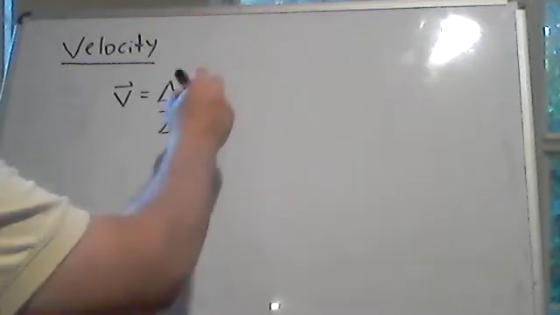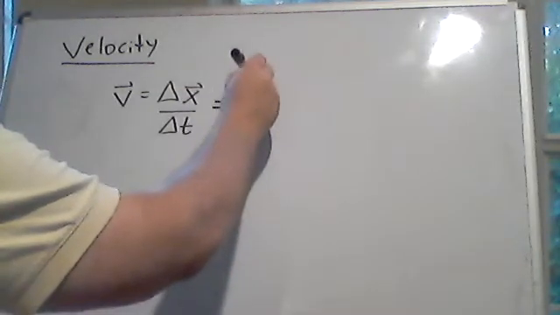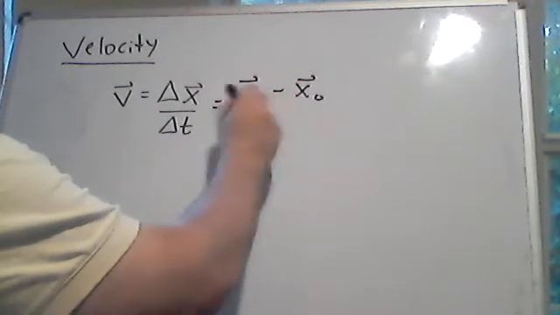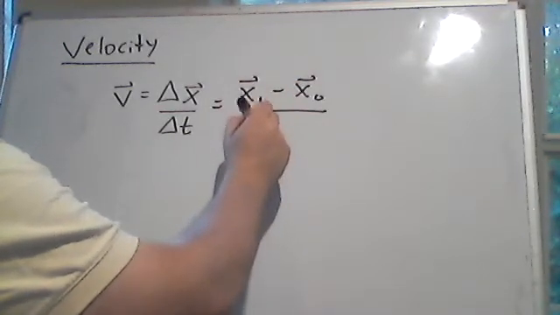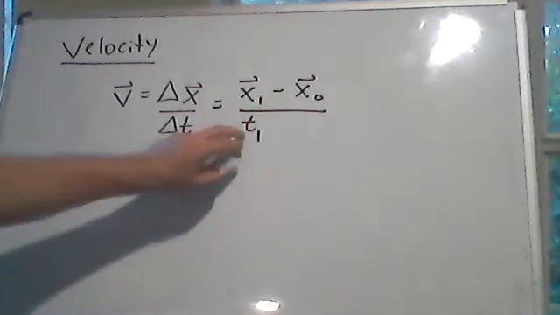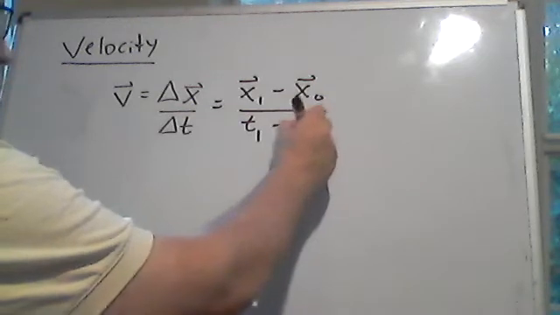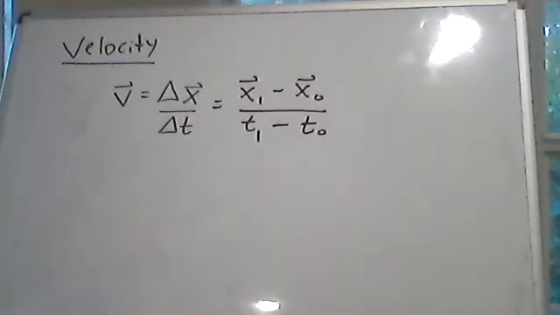Okay, and so we might say that that's going to be some sort of an x final minus x initial divided by t final, basically the time in which the object was at x1, minus the time t0 in which the object was located at x0. Okay, we would define that as the velocity. Now, the question is, is that a good definition of velocity? Is that an operational definition?